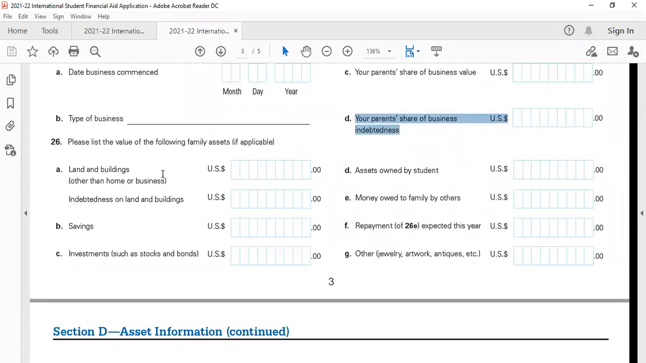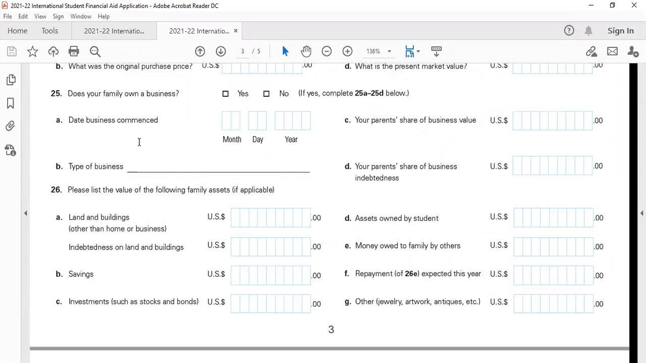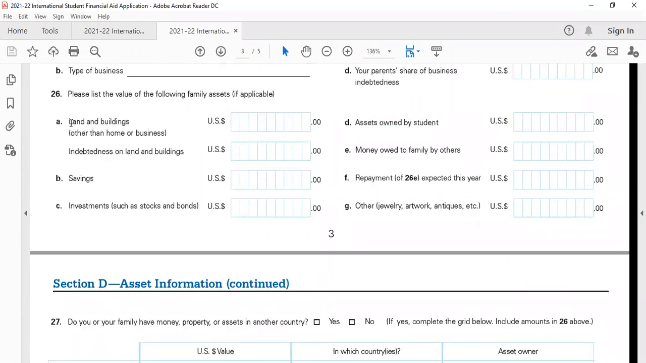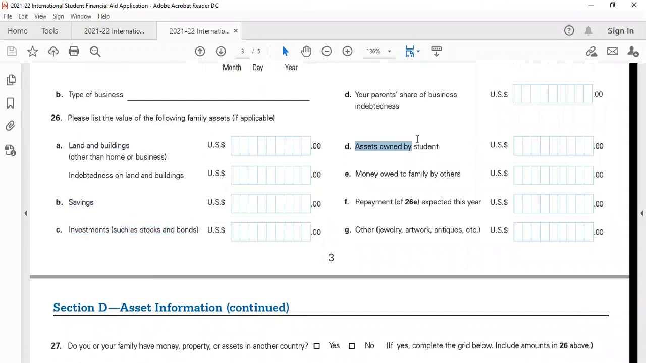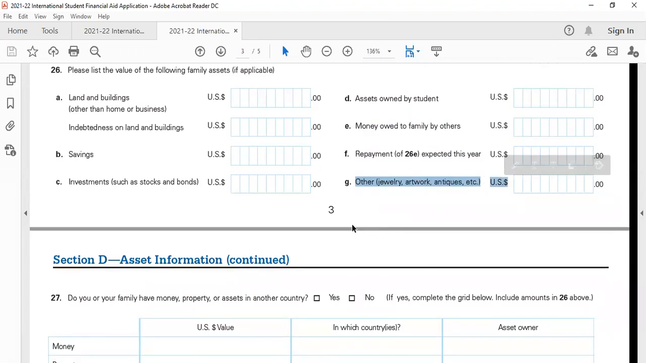Please list the value of the following. If apart from the business and your house, you have any other assets like land, any savings, any investments in stocks and bonds, any assets that you own as a student, money that someone owes you, repayment of 26E expected this year. How much of this owed money are you expecting to receive this year? How much money that you owe to someone do you expect to pay this year? And any other assets like jewelry or artwork or any antiques.